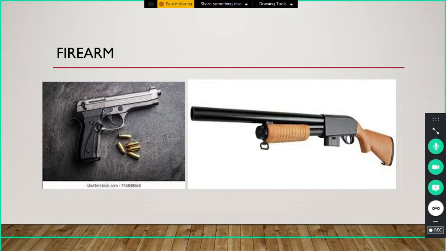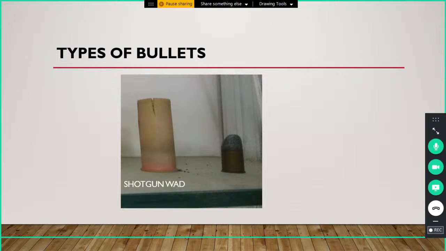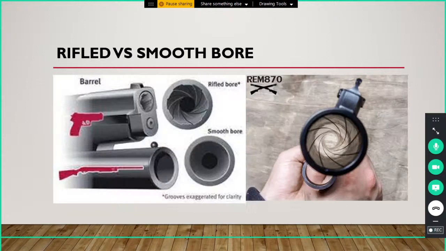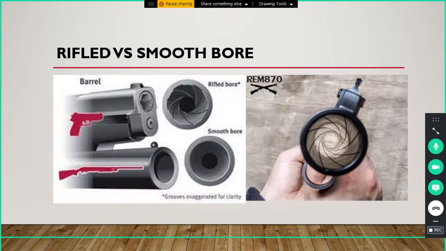Now the firearm. Firearm is classified into two, rifled and smooth bore. What is the difference between rifle and smooth bore? Rifle has alternate lands and grooves. You can see this is called rifling. It gives the motion to the bullet. And smooth bore is completely smooth. The bigger one, the shotgun wad, is used in this smooth bore weapon, and the smaller bullet is used in rifled bore weapon.